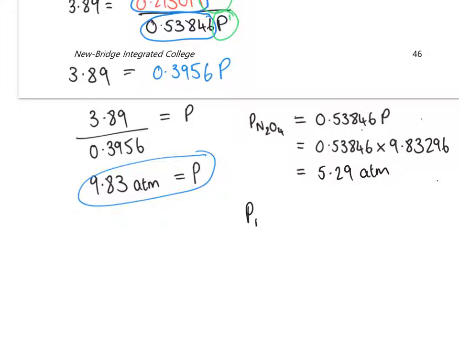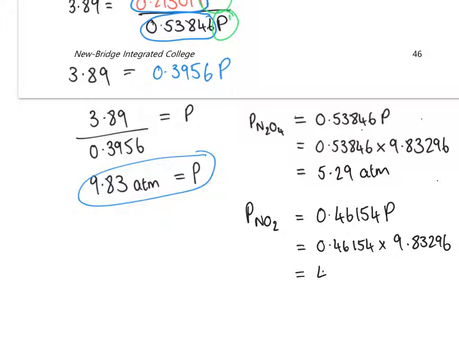Then the partial pressure of nitrogen dioxide is equal to 0.46154 times the total pressure, which is 0.46154 times 9.83296, which equals 4.54 atmospheres. So there you've worked out the total pressure and also the partial pressures of your dinitrogen tetroxide and your nitrogen dioxide. But in order to do that, you had to work out what your total pressure was first.